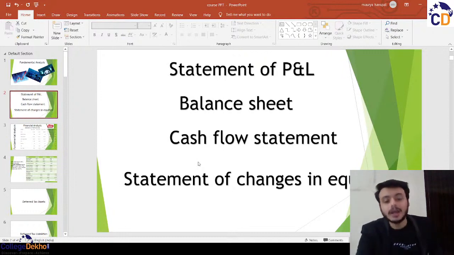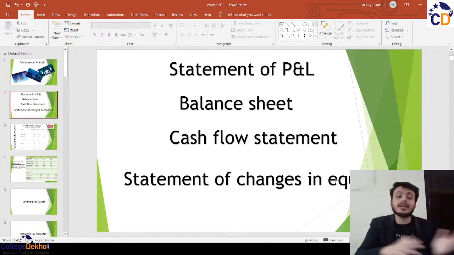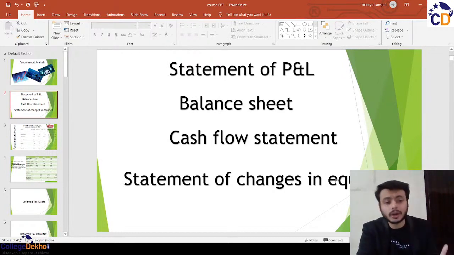And I will tell you how to see the free cash flows from the annual report in a quick way. Then you have the statement of changes in equity, which basically shows how much the equity, that is shares or equity capital of the company, has increased or decreased, and by how much. So that's not so important a statement.